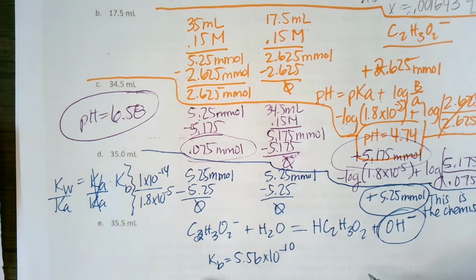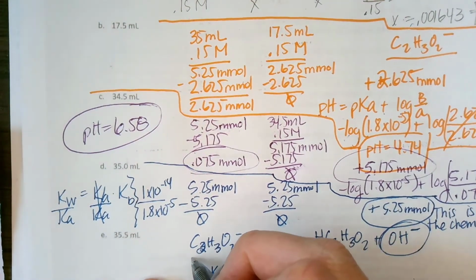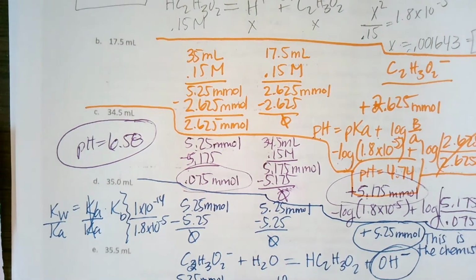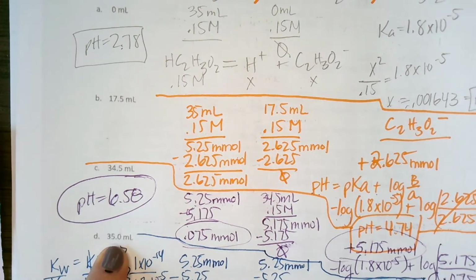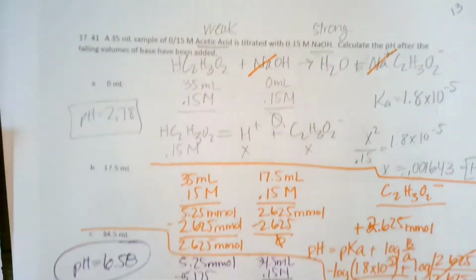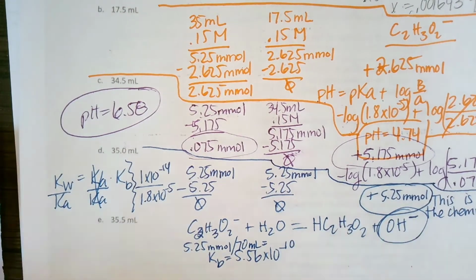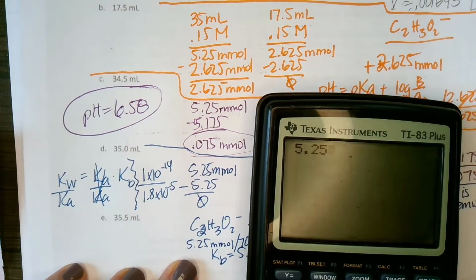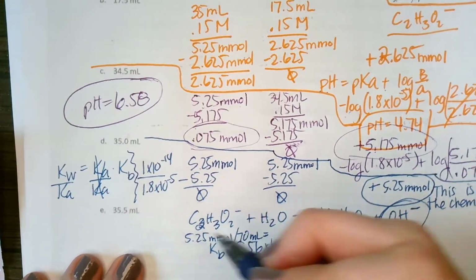So what do we know here? We know that I have 5.25 millimoles of acetate. And we know that I have that much acetate in a combined volume of 35 milliliters of base and 35 milliliters of acid, so in 70 milliliters. So that gives me a molarity of 5.25 divided by 70, 0.075 for my concentration.